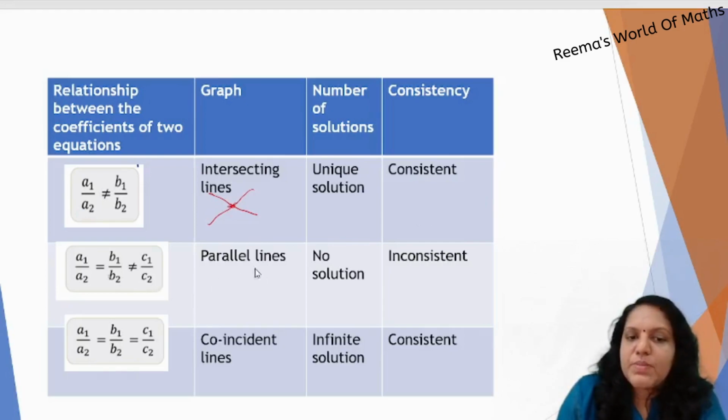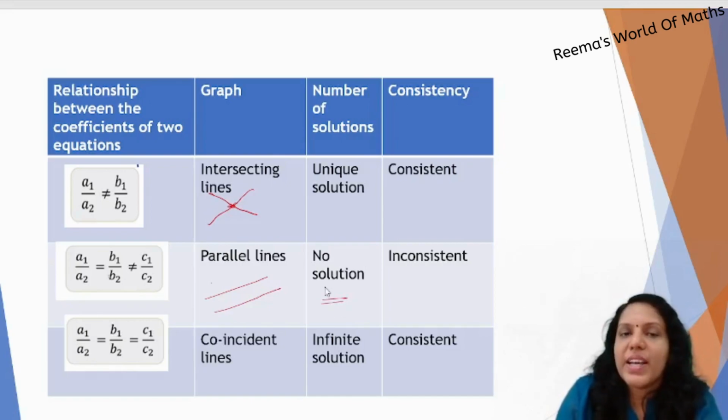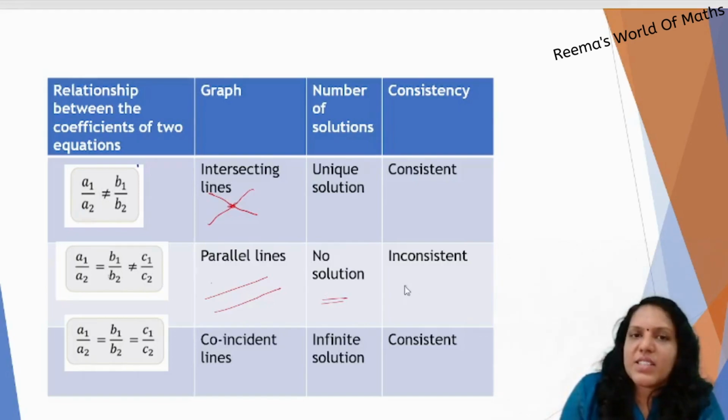The second possible way is that it forms parallel lines to each other. So A1 by A2 is equal to B1 by B2 and not equal to C1 by C2. And there will be no solution for this pair. If we solve these two linear equations, we are not able to find a solution. And the consistency is inconsistent.